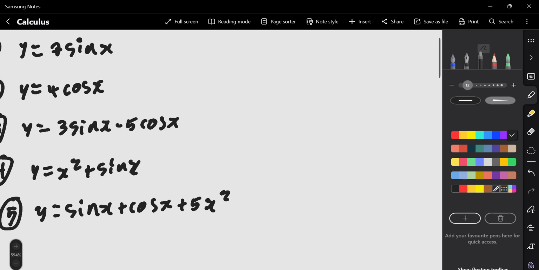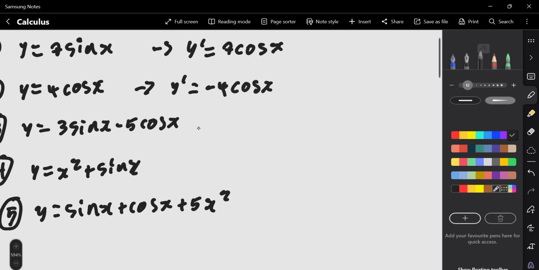Okay, so number one, we've said the derivative of sine is cos, so this simply becomes y prime equals 7 cos x. Number two, did you catch on? The derivative of cos x is minus sine x, so we're going to have a minus in front of our 4, so we're going to have minus 4 sine x. Number three, y prime is going to be, well, the derivative of sine x is cos x, so we're going to have 3 cos x. We have a minus, but the derivative of cosine x is minus sine x. So we have minus 5 times minus, so a minus and a minus make a plus, so we're going to have plus 5 sine x there.